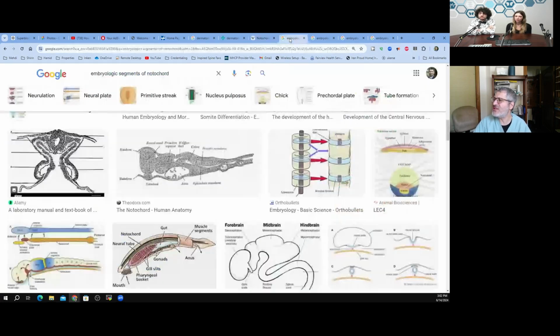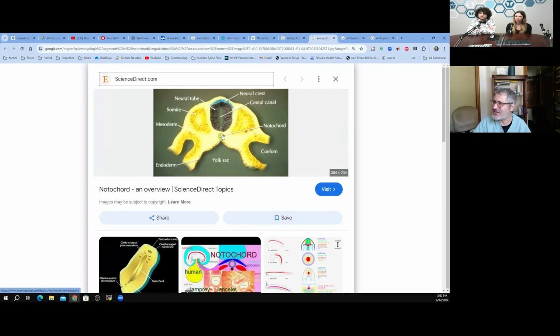The notochord is practically a small little piece of tissue, some cells right here. This is the neural tube. This is the notochord. This notochord is practically the boss. It tells what's supposed to happen in that segment.